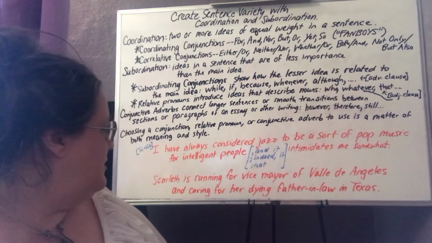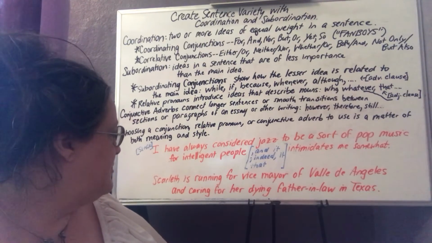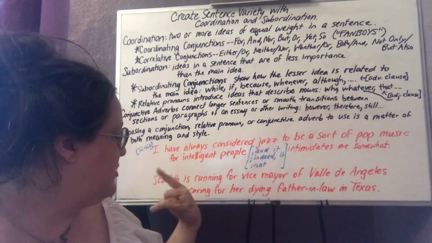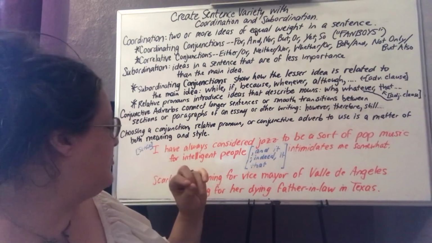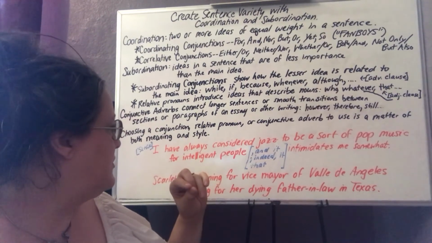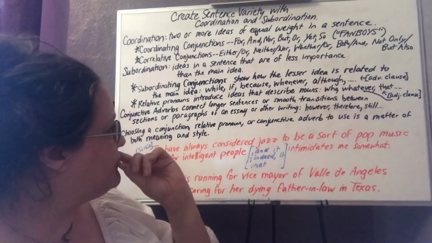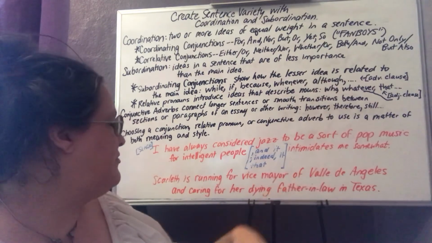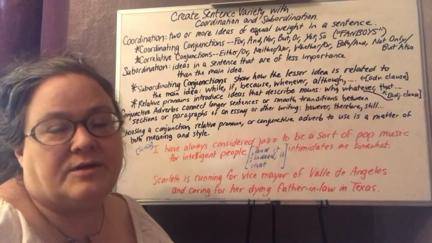Let's see, trying to think what else I could join these with. I used a correlative, coordinating, subordinating. Oh, I didn't use a conjunctive adverb. "Scarlett is running for vice mayor of Valle de Angeles; still, she is caring for her dying father-in-law in Texas."